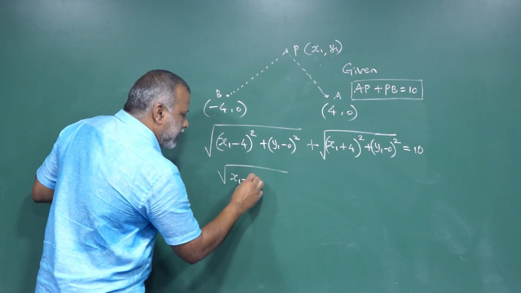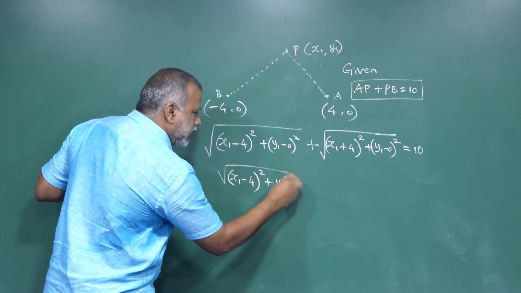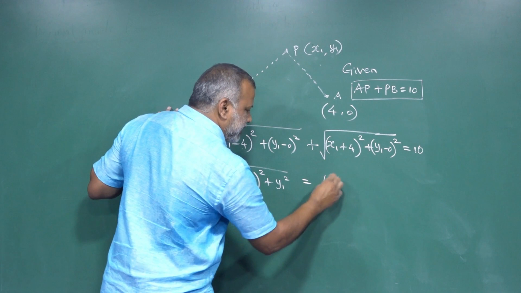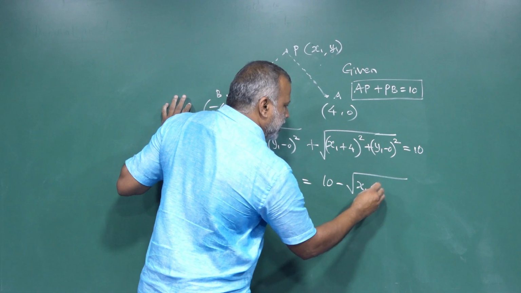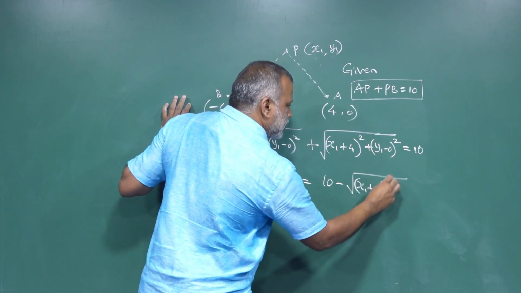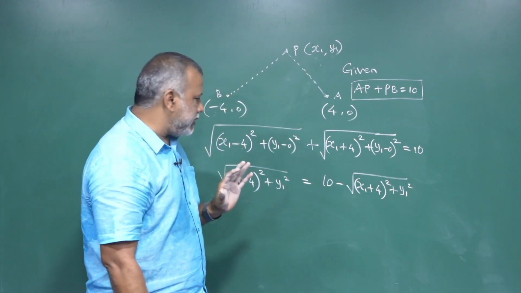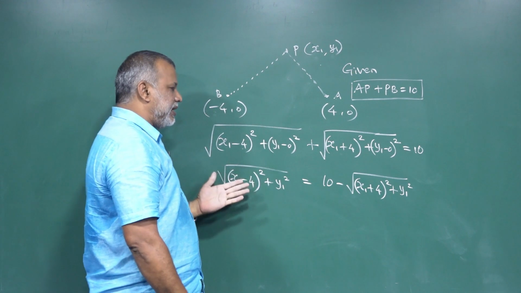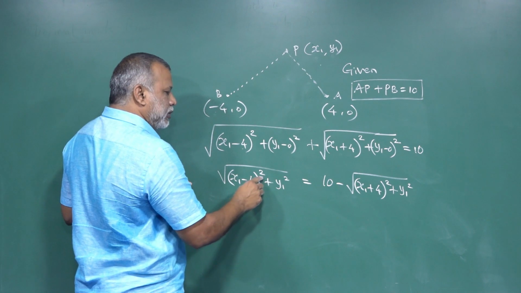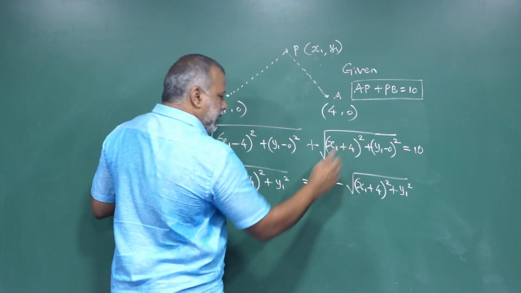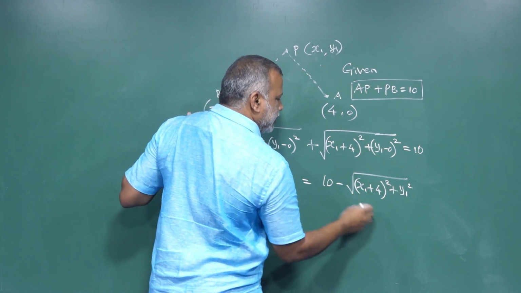So square root of (x1 minus 4) the whole squared plus y1 squared is equal to, already we are having 10 on the other side, minus once again square root of (x1 plus 4) the whole squared plus y1 squared. Okay students, this is the important logic. Keep one root family on your LHS side, convert the other root family to the RHS side. Therefore square root of (x1 minus 4) the whole squared plus y1 squared is equal to 10 minus this root family, square root of (x1 plus 4) the whole squared plus y1 squared.